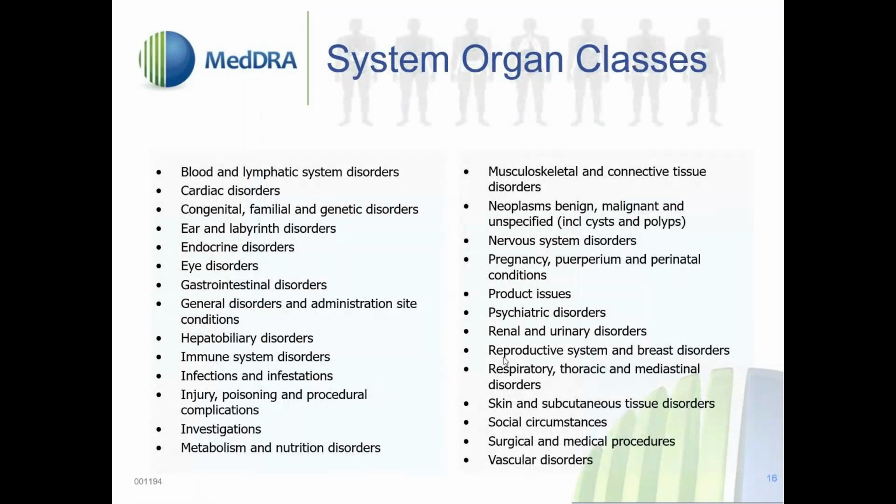Here are the 27 system organ classes. Some system organ classes group terms based on their manifestation site, like blood and lymphatic system disorders, hepatobiliary disorders, renal and urinary disorders, vascular disorders. Other SOCs group terms based on the etiology of the respective conditions, like for instance, the SOC immune system disorders, or infections and infestations, or neoplasms.